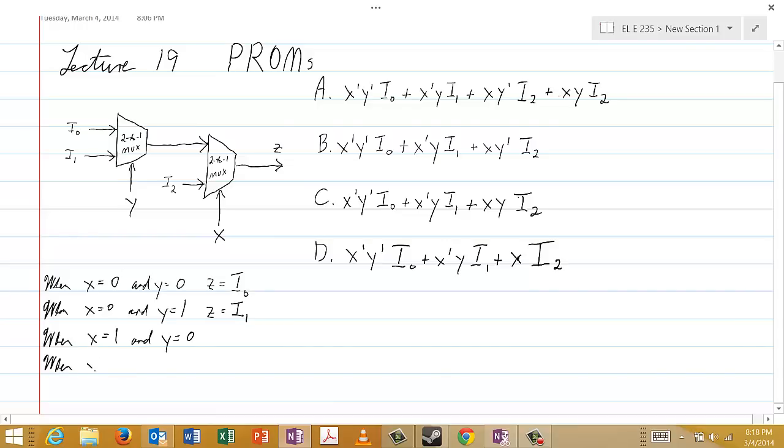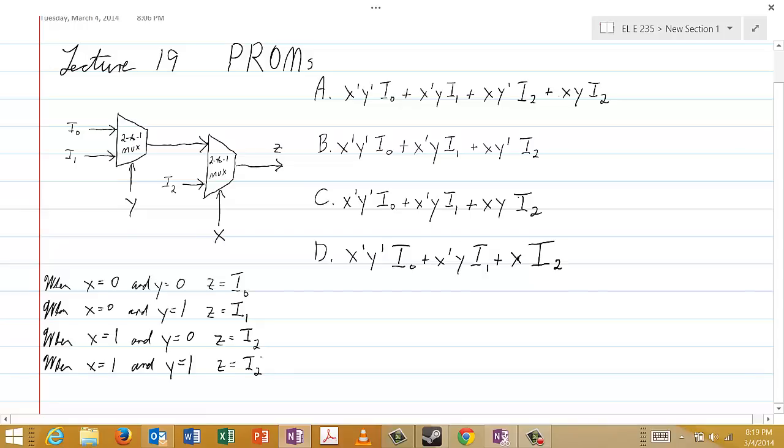Now we have two more cases to do. That's when X is 1 and Y is 0, or when X is 1 and Y is 1. We want to identify the output in each of those cases. Looking at this second multiplexer, when X is equal to 1, it chooses this input line, and therefore we really don't care what's on the top input line. So it doesn't matter what Y is equal to when X is equal to 1. In this case, Z will always be equal to I2. So we have I2 for both of these cases.